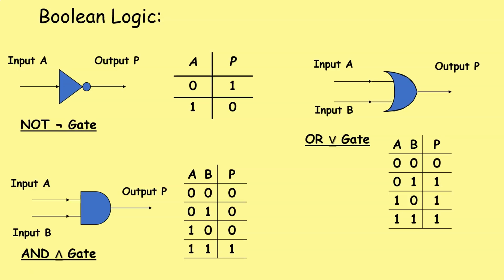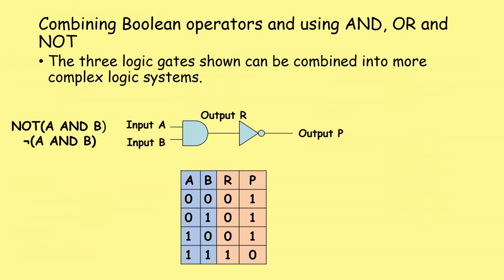In the exams, you're going to be expected to know these symbols and be able to draw them correctly. We're not all good artists, guys, but practice a little bit, especially your ANDs and your ORs, to make sure they don't look similar. You'll also be expected to know those truth tables, so just memorize them. These 3 logic gates can be combined into more complex logic systems.